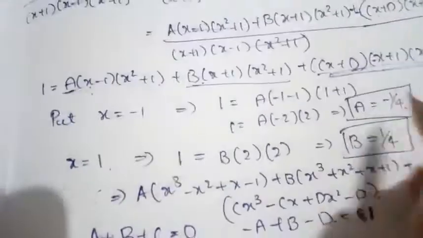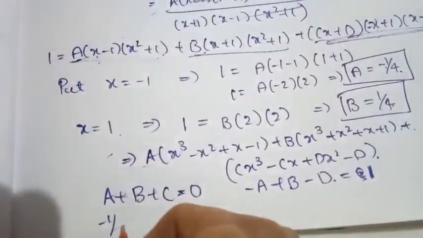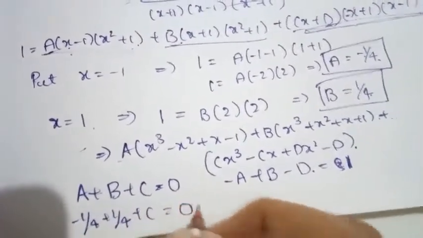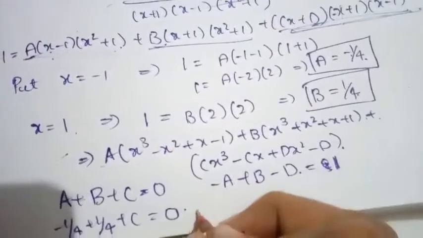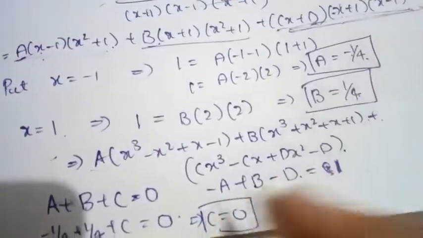Okay, so here we got the value of a and b, that is what? Minus 1 by 4 plus 1 by 4 plus c is equal to 0. So clearly the value of c is equal to 0. So we got a, b, c now.